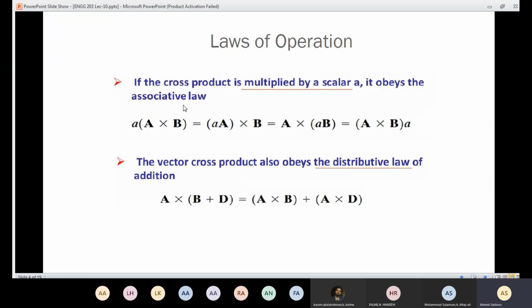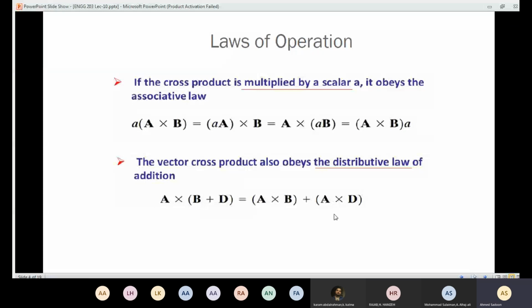And the third point, we are going to talk about the distributive law. The cross product also obeys the distributive law of addition. So if I have vector A cross (B plus D), that is equivalent to A cross B plus A cross D. So I can distribute the vector A by multiplying with B and D.